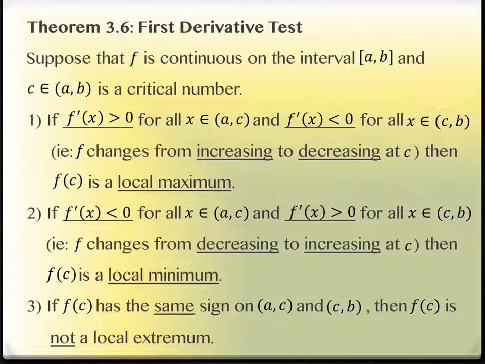The first one says that if the derivative goes from positive to negative, then the graph would be going from increasing to decreasing, and we have a local maximum. The second one says if the derivative goes from negative to positive, then the graph goes from decreasing to increasing. We have a minimum. And the last one says if the sign doesn't change, you don't have a max or min.